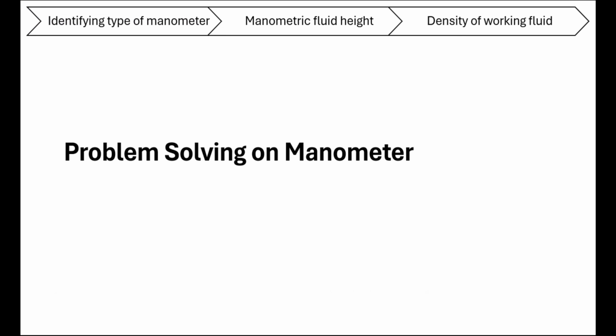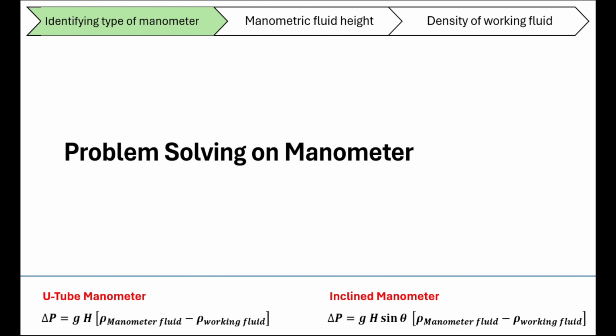To understand the concept better, let's start solving the problem. The first step in solving a manometer problem is to identify what type of manometer is used in the particular question. Once you identify the manometer type, write down the formula suitable for it. If it is a U-tube manometer, g h into density difference. If it is an inclined manometer, g h sin theta into density difference.